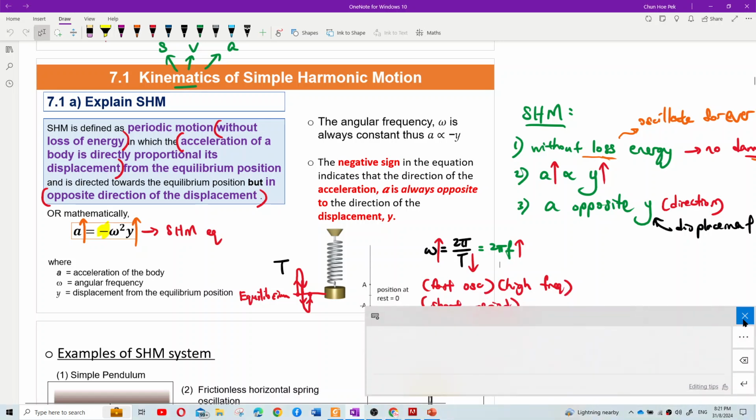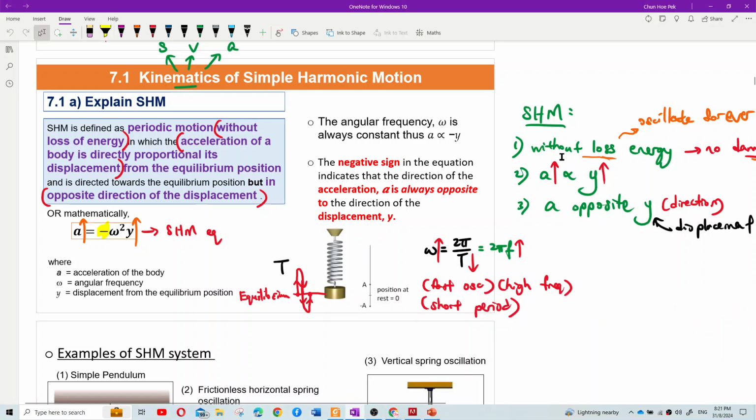I will explain these three points later. Just, what is A? A is the acceleration of the body. Omega is angular frequency. Remember last time we used to call this angular velocity. But now we change. We use angular frequency. So, I want to tell something here.